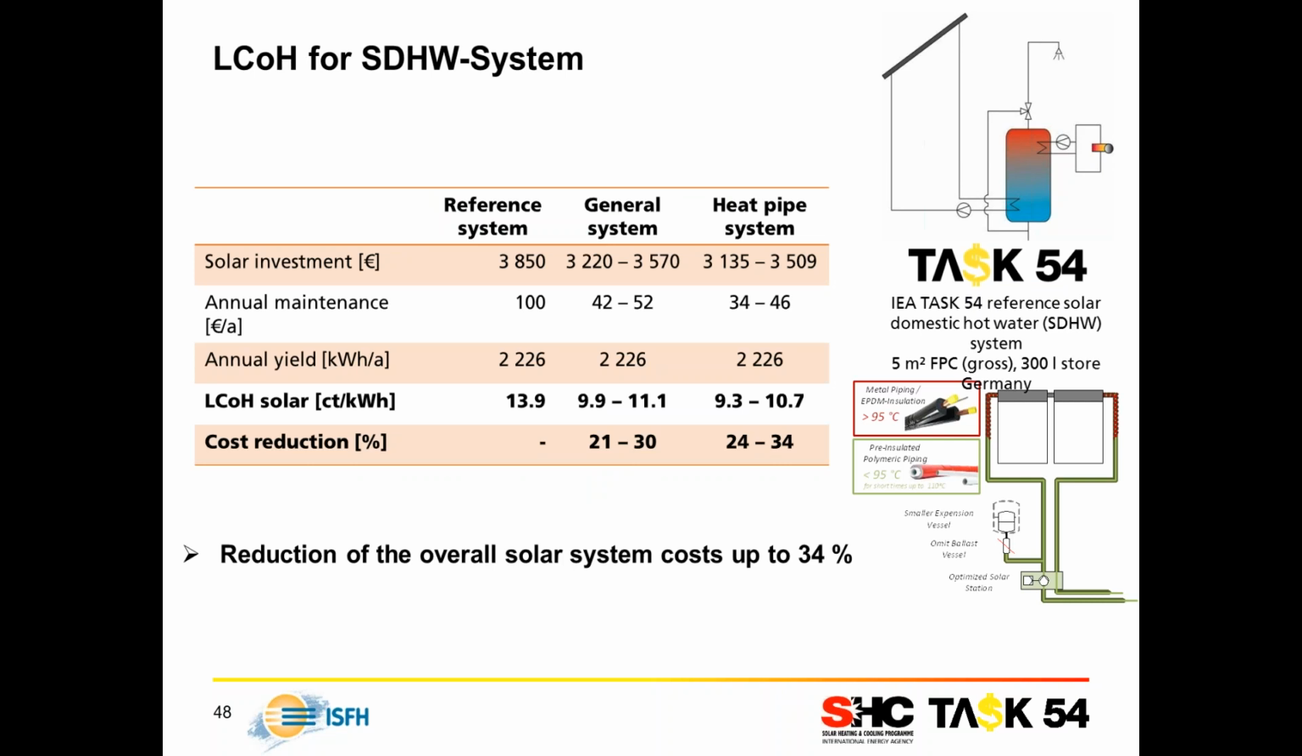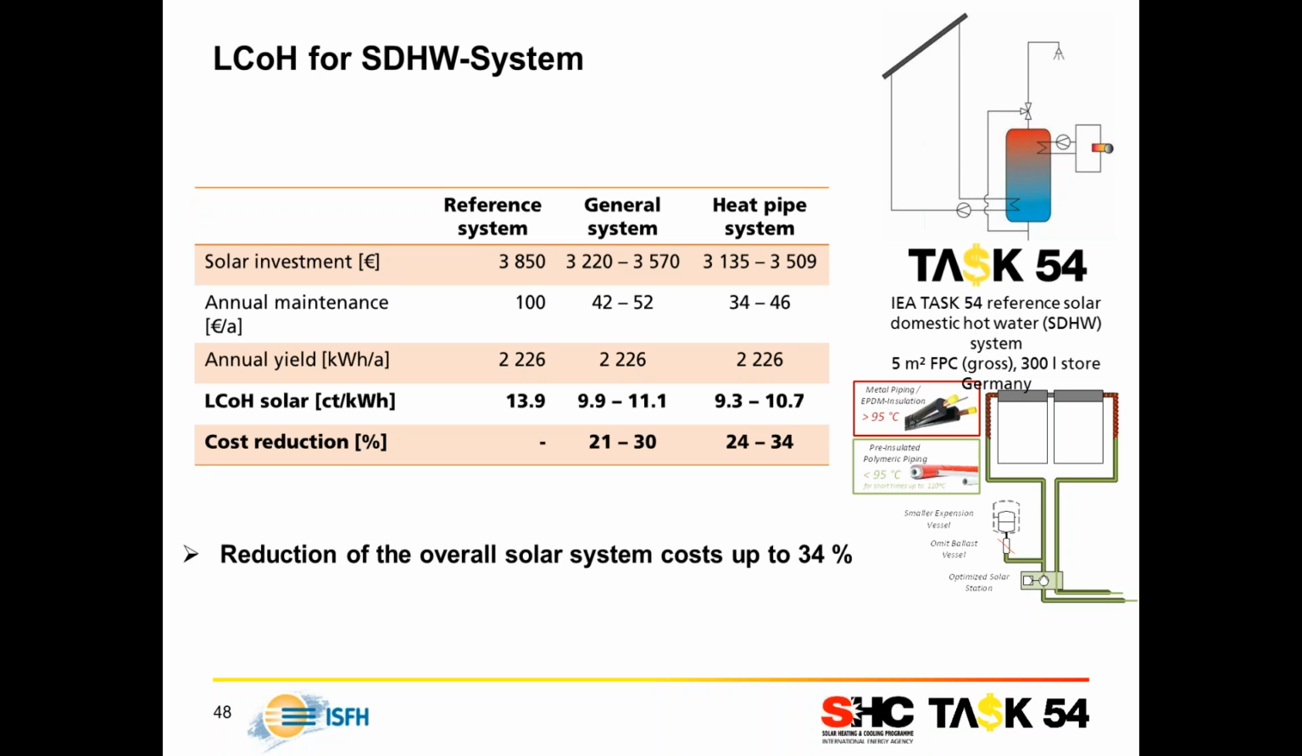Now we come to the levelized cost of heat. There are the solar investment and the maintenance effort, which are reduced by the mentioned benefits, and we have the annual yield. Also for the annual yield, we assume that the general system and the heat pipe system reach the same performance as the reference system, despite the point that the expected annual yield of the heat pipe system would be slightly higher as a consequence of, for example, better heat loss coefficients. We set it equal to have the focus only on the benefits by temperature limitation, not by a better collector insulation or something like that.